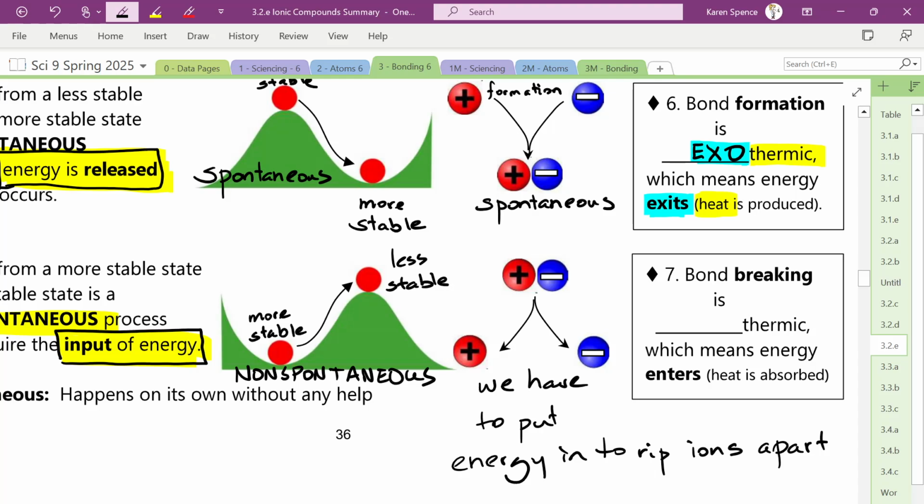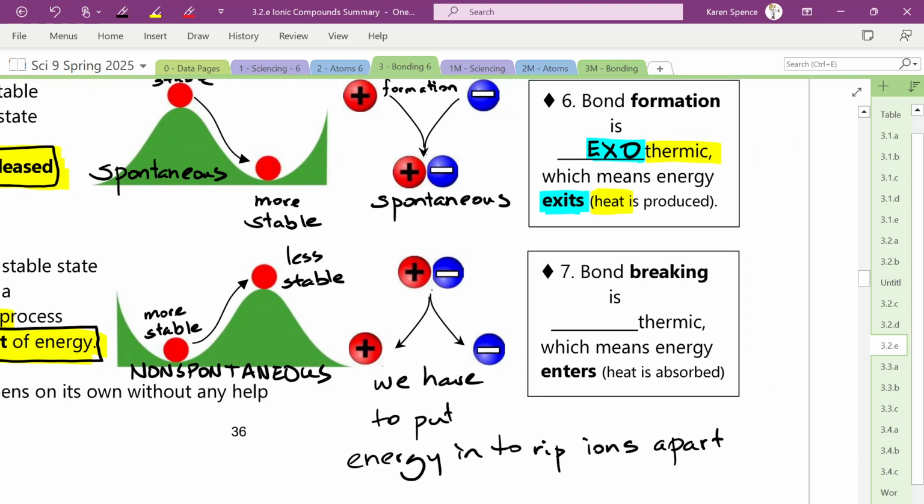So bond forming is exothermic. Bond breaking is what we call endothermic, which means that heat enters the system. So again, the thermal means heat. Endo, enters.